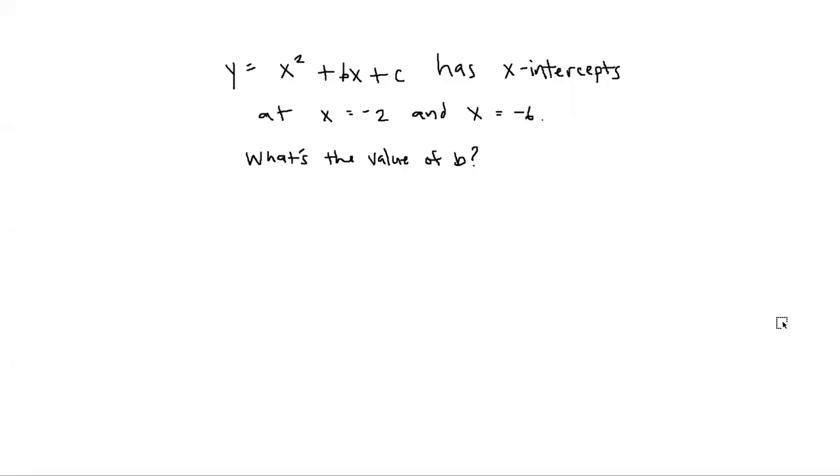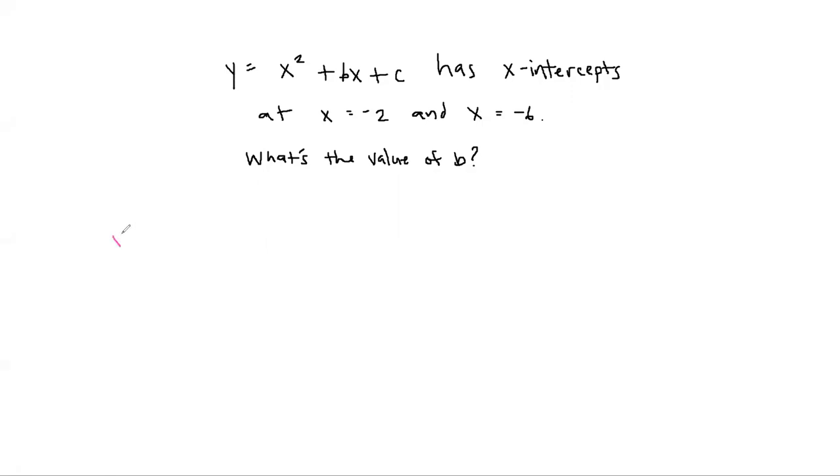Question 36 tells us that the polynomial y equals x squared plus bx plus c has x-intercepts at x equals -2 and x equals -6. Our job is to find the value of b. Consider a separate but related case.